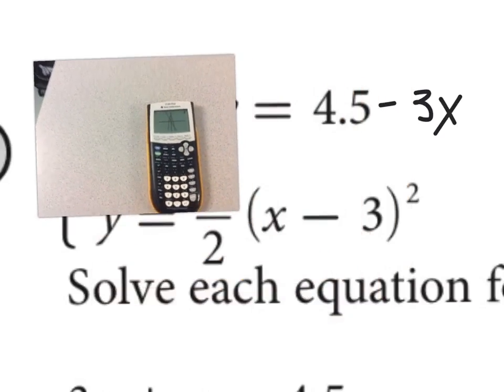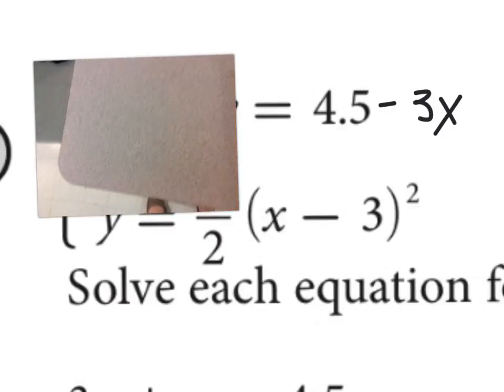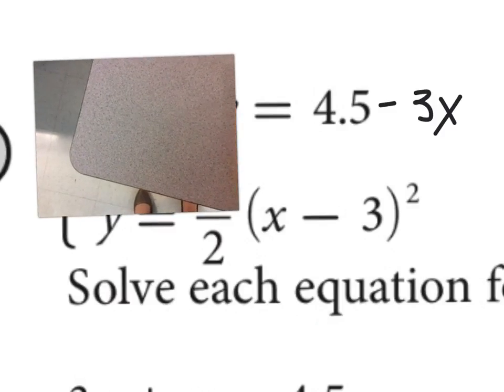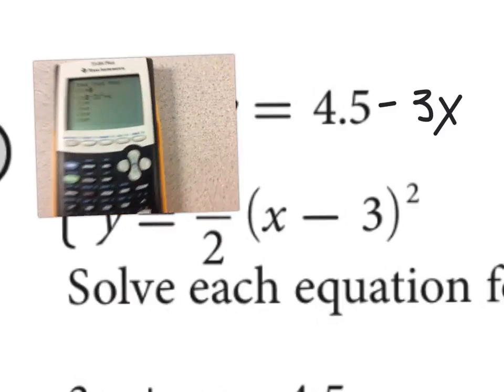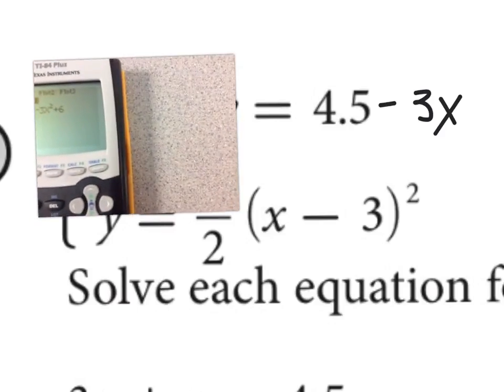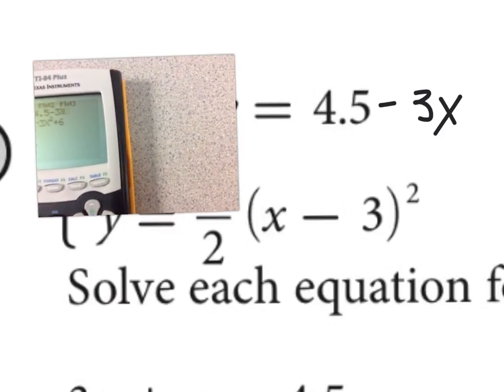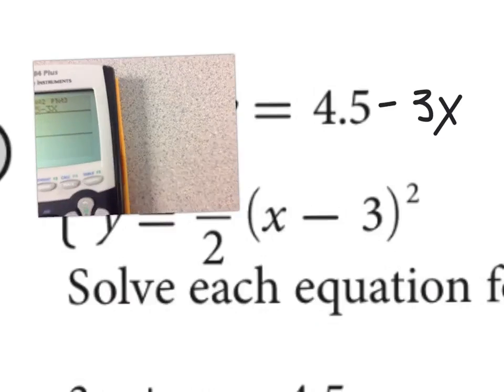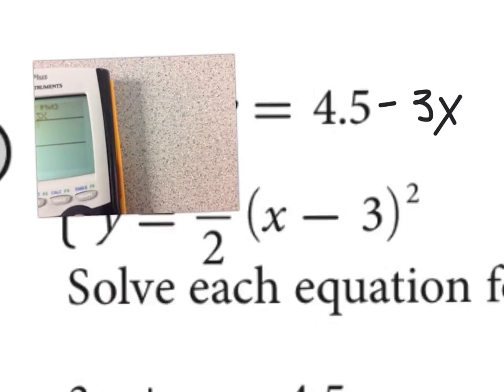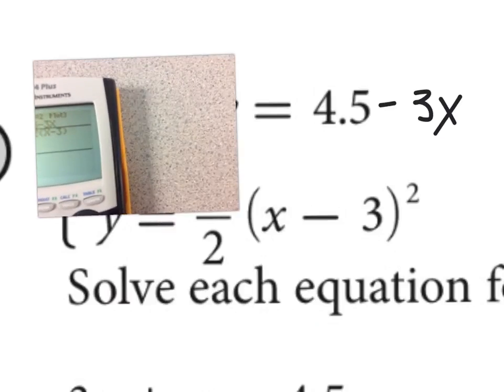So I'm back in y equals. Oops. And I'm typing in both of my equations. So my first one was 4.5 minus 3x. And my second one was 1/2 times (x minus 3) squared.